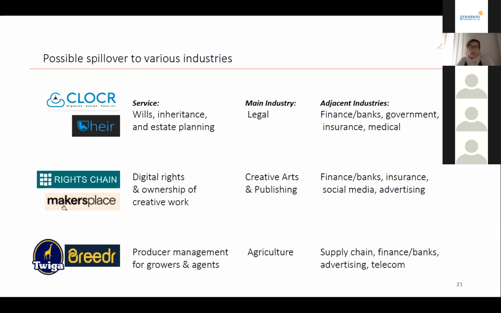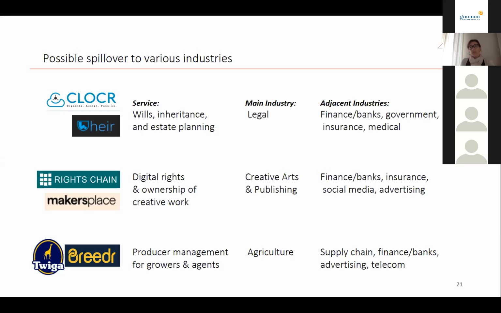And Maker's Place is focused on giving you the ability to sell original artwork or limited editions of that. First of all, you establish ownership, you establish creatorship, and then you have a license to sell. And you can also really increase the value of your work by setting limited editions from the very beginning.